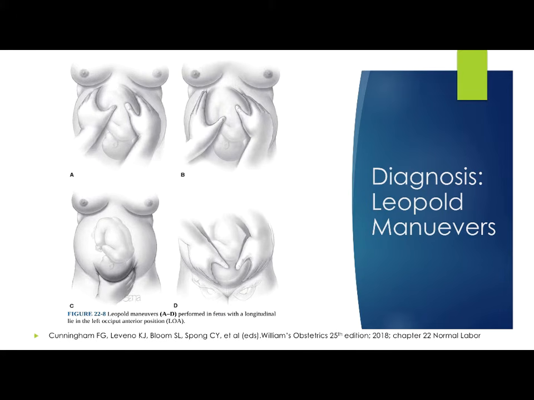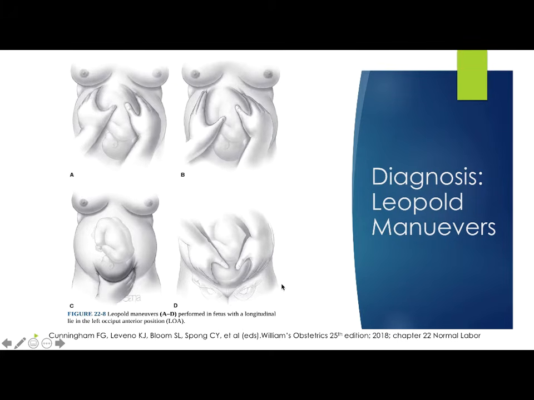The next concept we will review is the Leopold maneuver. Several methods can be used to diagnose fetal presentation and position, and abdominal examination can be conducted systematically employing the 4 maneuvers that were originally described by Leopold in 1894, and the maneuvers are shown in this slide.